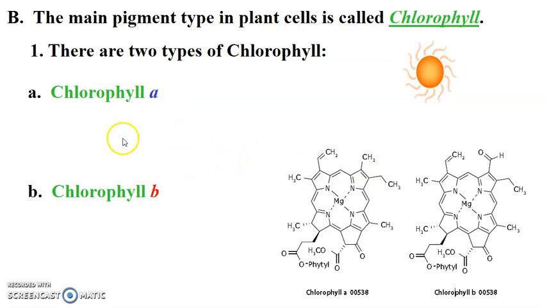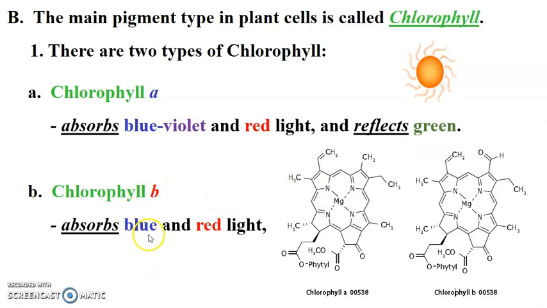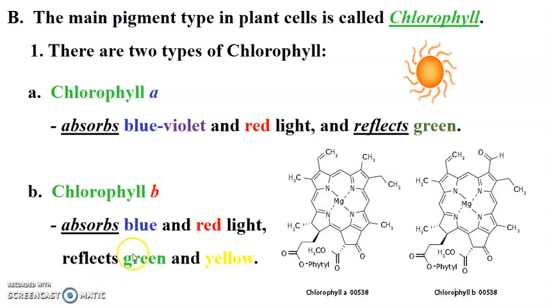Chlorophyll A has the ability to absorb blue and violet from one end of the spectrum and red on the other, and it's going to reflect green. Chlorophyll B absorbs blue and red, can't really get the violet section, and it can reflect both green and yellow, which again is why you're seeing plants as some shade of green.